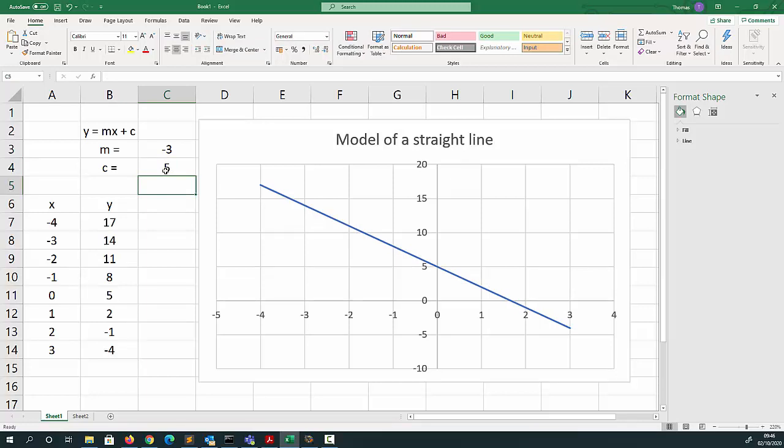So now what I've got is not the graph of a straight line, it's the graph of any straight line. The graph is entirely controlled by these two cells. So with this simple spreadsheet, we've not created a graph of a straight line, we've created a model of a straight line. And the model is controlled by these two cells.